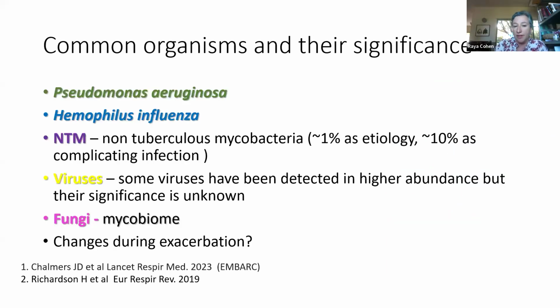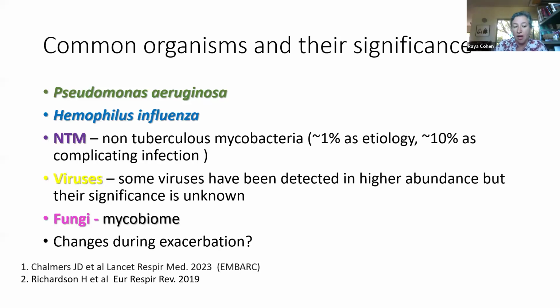Some of the organisms that are very frequent and significant in bronchiectasis lungs, I want to talk about in a bit more detail. Those are Pseudomonas aeruginosa, Haemophilus influenzae, which is very common, and NTM, non-tuberculous mycobacteria, that can be both an etiology and a complicating infection. About viruses, I just want to say that some viruses have been found in higher abundance in bronchiectasis lungs, but we're still not sure, and there's not a lot of evidence of their significance. So I will not talk about viruses.